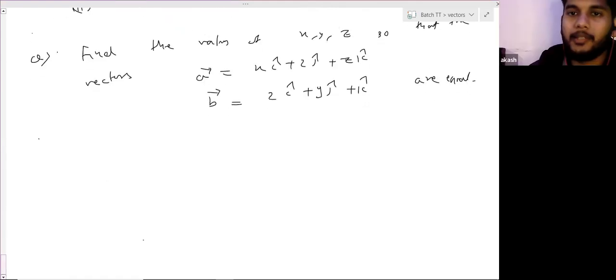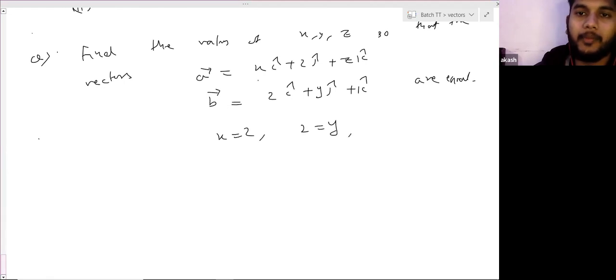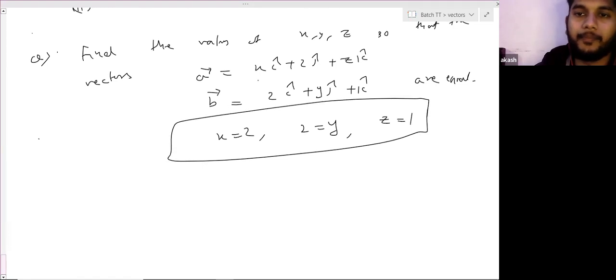All right, this question is very simple. Just compare the coefficients, right? If two vectors are equal, then coefficients are equal. So x will be equals to 2, 2 will be equals to y, z will be equals to 1. This is the answer. Right, everyone?